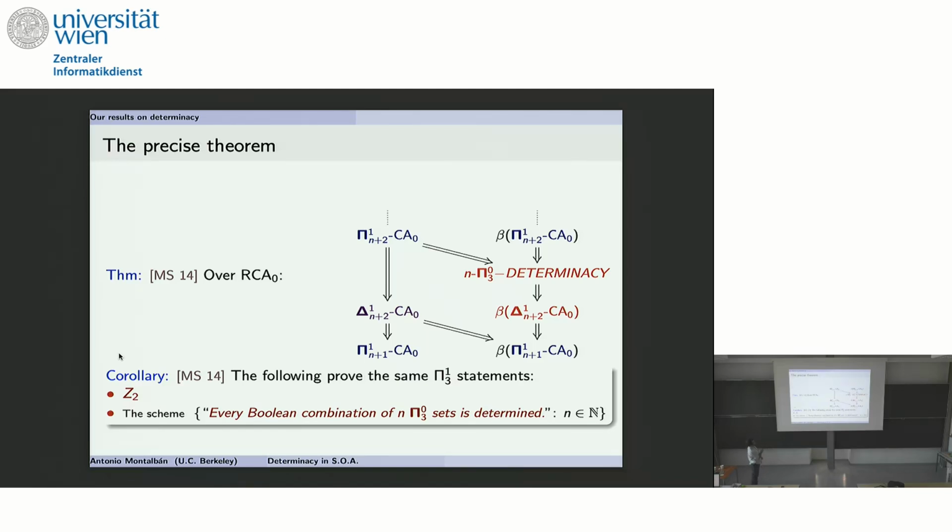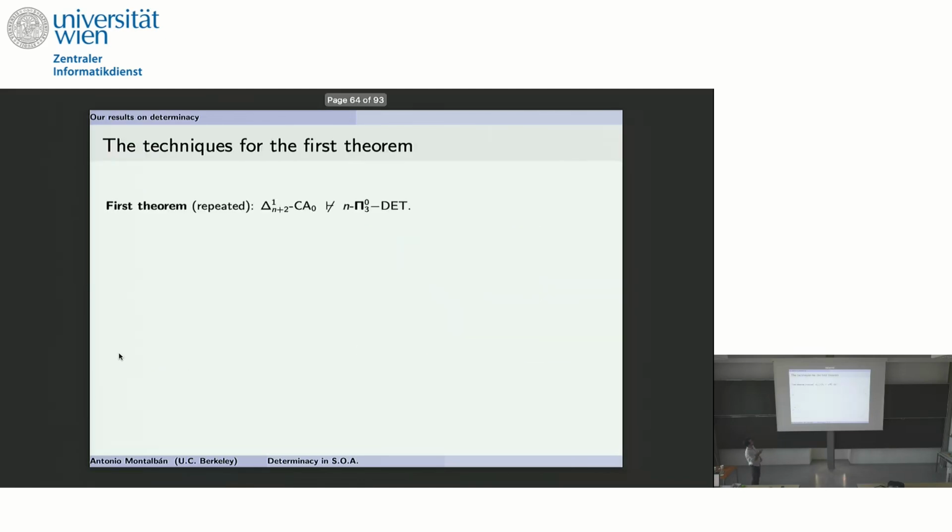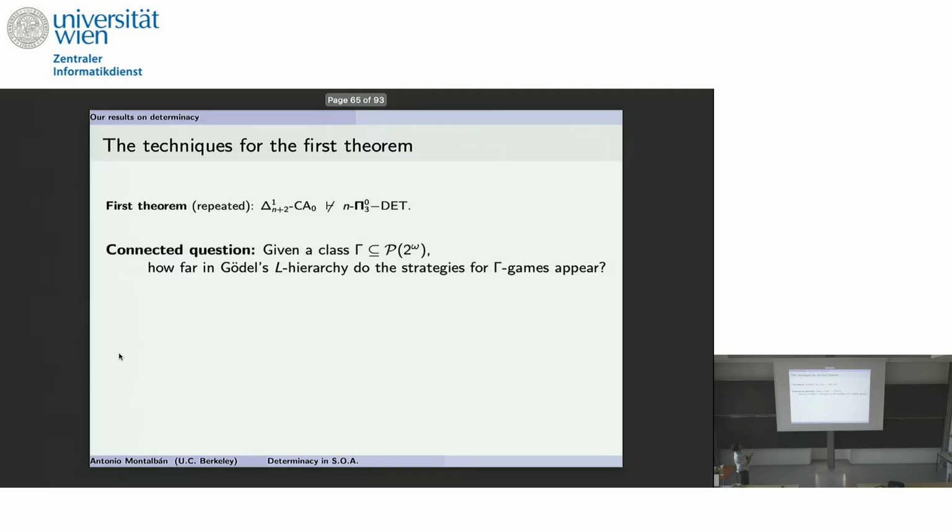Okay, so let's jump to the ideas for the proof. We now have 15 minutes. There are three slides. The ideas that are new to this particular case I'm going to show, but the first ideas are essentially due to Harvey Friedman's first proof, just put in this setting. The first theorem was that Δ^1_{n+2} comprehension doesn't prove n-Π^0_3 determinacy.